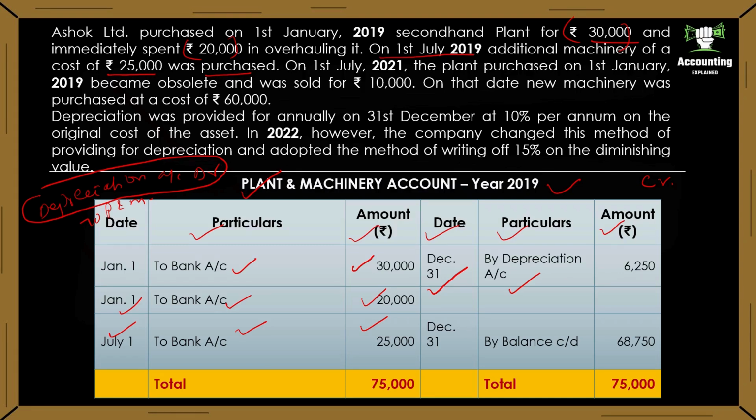This is from working note 1, which we have completed. We calculated that the depreciation amount is 6,250. Again on December 31, on seeing the totals on both sides, we find that the debit side total is more. So we take the total 75,000 to both the debit and the credit side. On deducting 6,250 from 75,000, we get 68,750 as the balance as on December 31. By balance carried down 68,750.